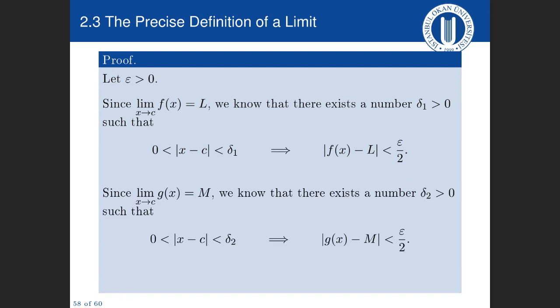And we know that the limit of g is equal to M. So we know that there exists some number delta 2 such that if x is close to c, then g of x is close to M. How close? As close as I want it to be. Again, I want to write epsilon over 2 here. The next step, nice and neat: whichever one of these numbers is smaller is the one I want. Out of delta 1 and delta 2, I want to take the smaller number. So I'm writing: choose delta to be the minimum of delta 1 and delta 2.